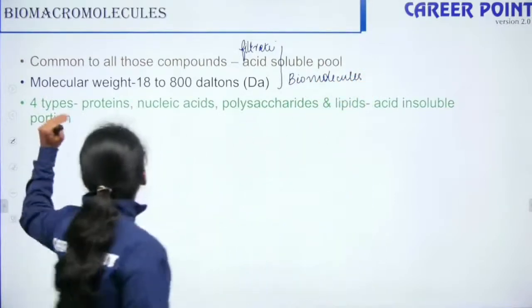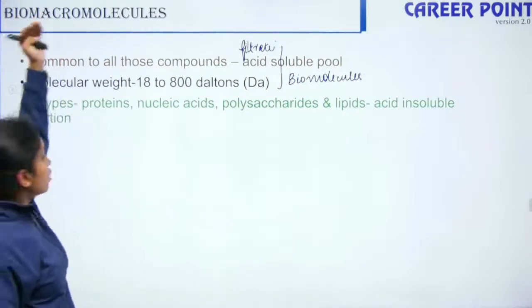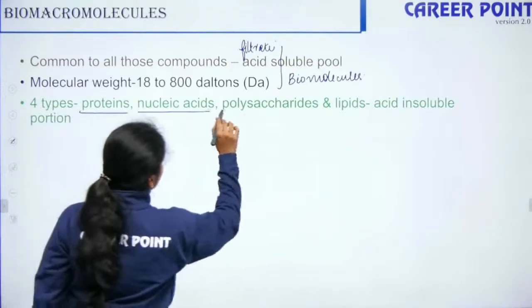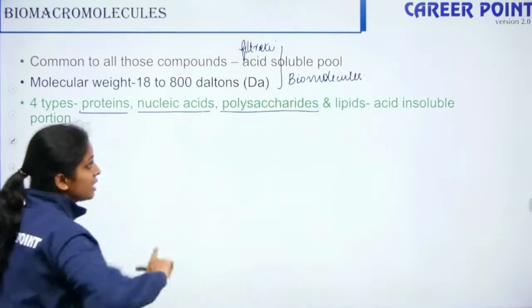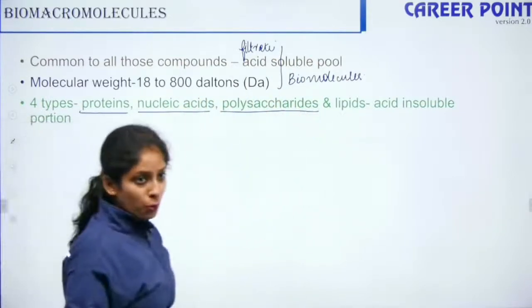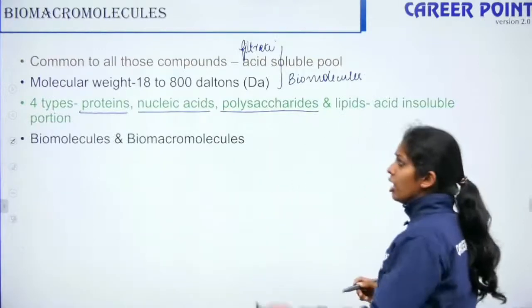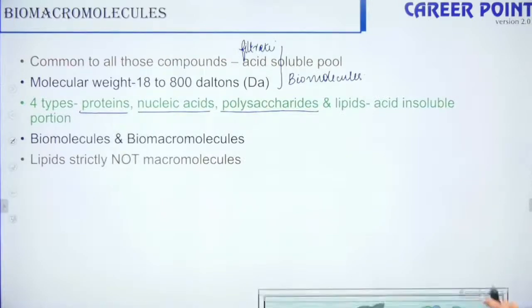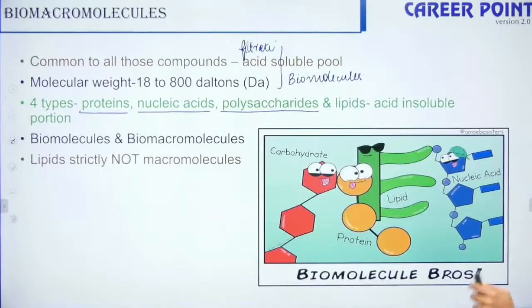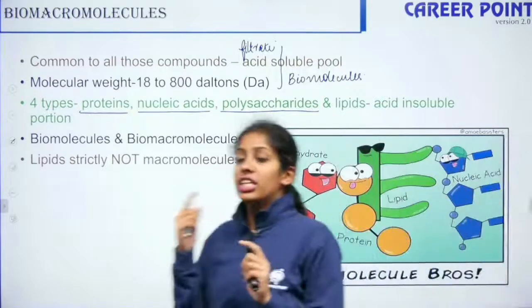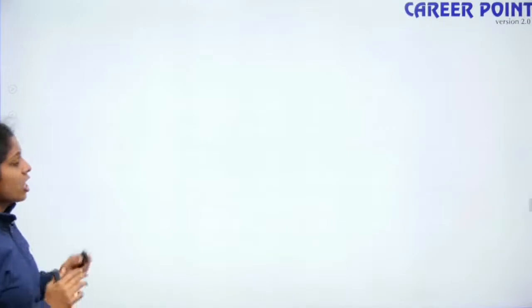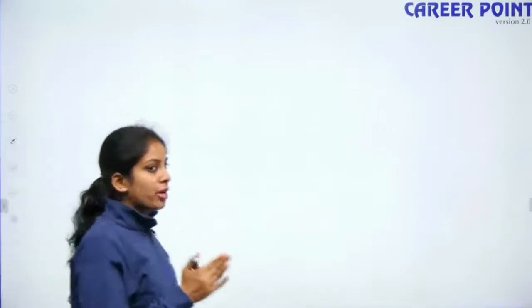right? But in the biomacromolecules, you have 4 types. So you have proteins, nucleic acids, polysaccharides and lipids in the acid insoluble portion, right? So these are biomacromolecules. So lipids are strictly not macromolecules, they are strictly biomolecules. But since they are conjugated with each other, they come in the macromolecular fashion. Alright, so I hope you remember metabolites now.